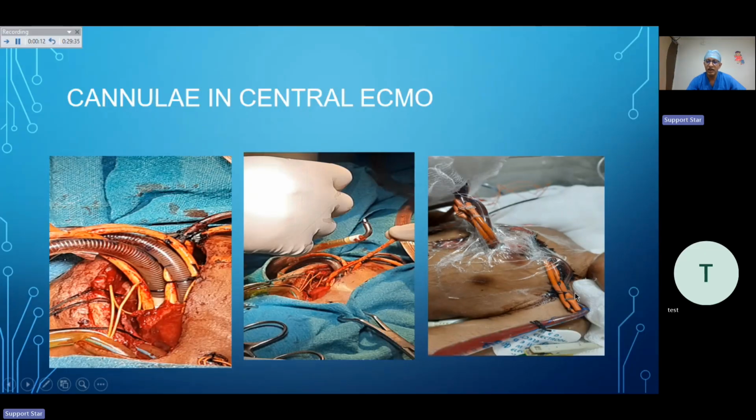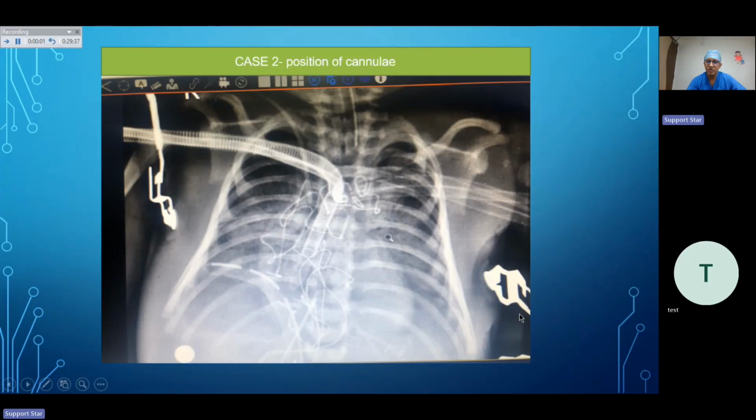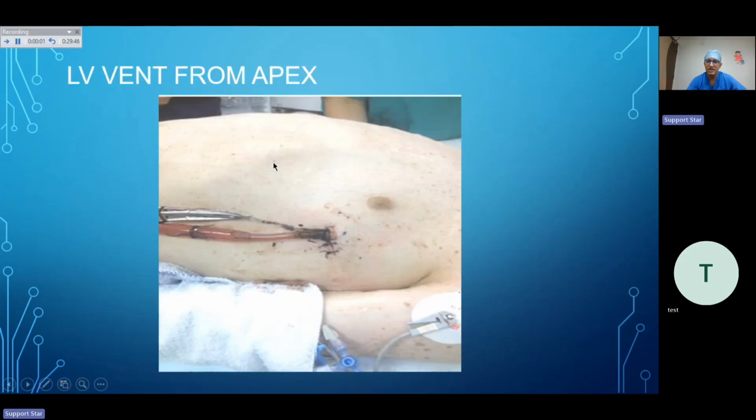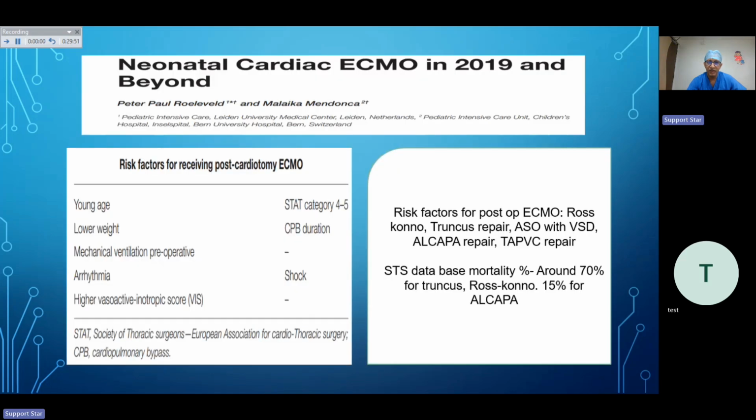The right side one is the aortic cannula, and these are the positions of the cannulae with the drainage cannula and return cannula. Here is the LA vent. So that's the LA vent coming from the side through thoracotomy. Sometimes you can close your chest and get it like that. Okay. Now coming to some literature.